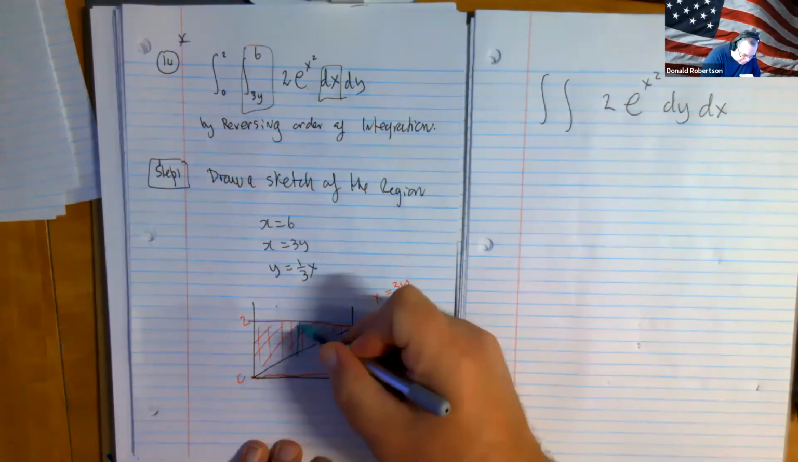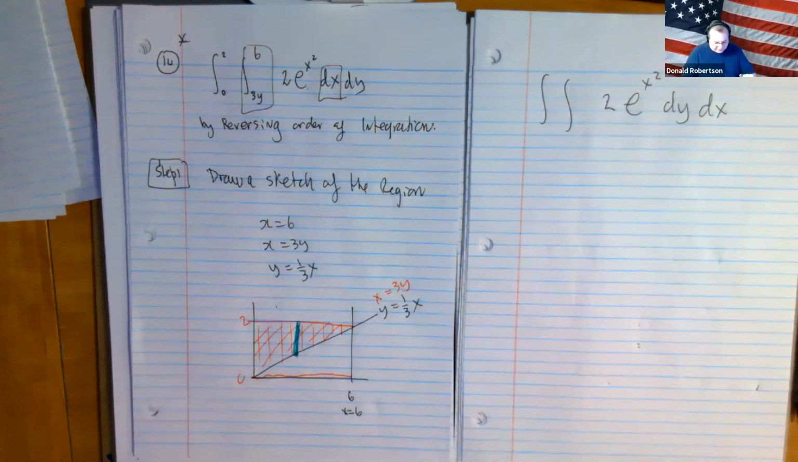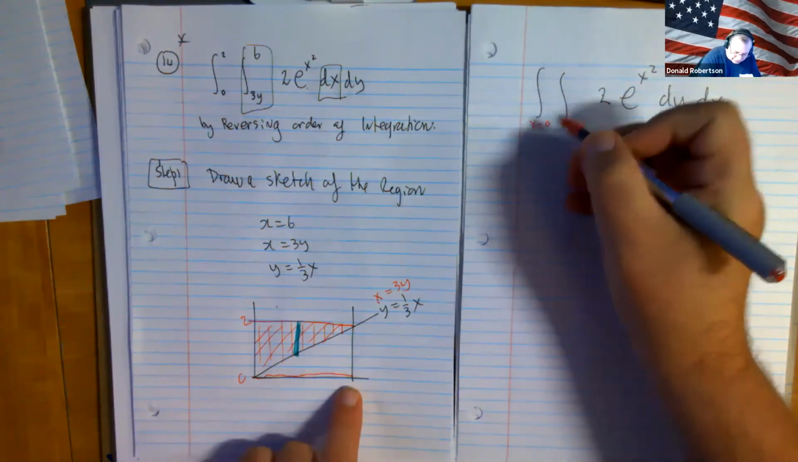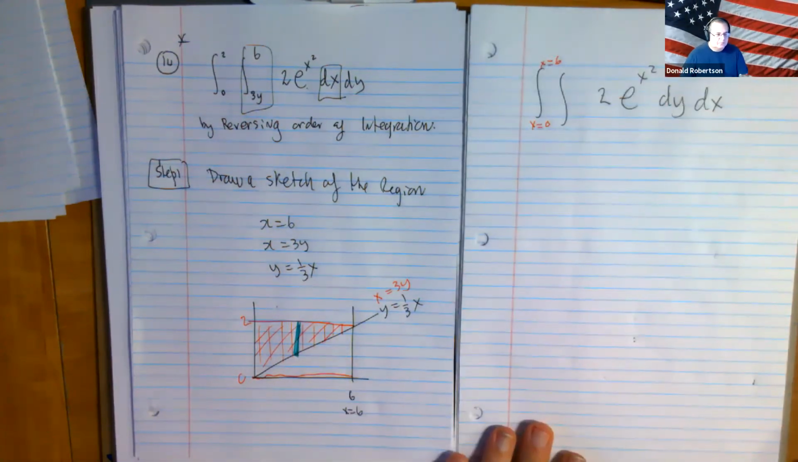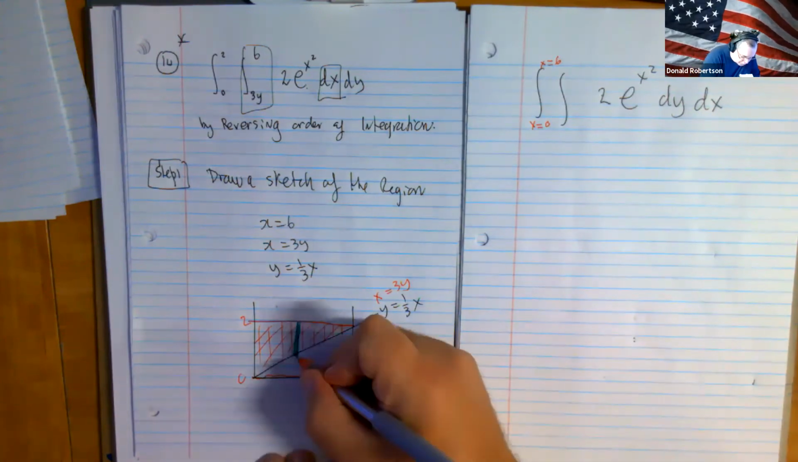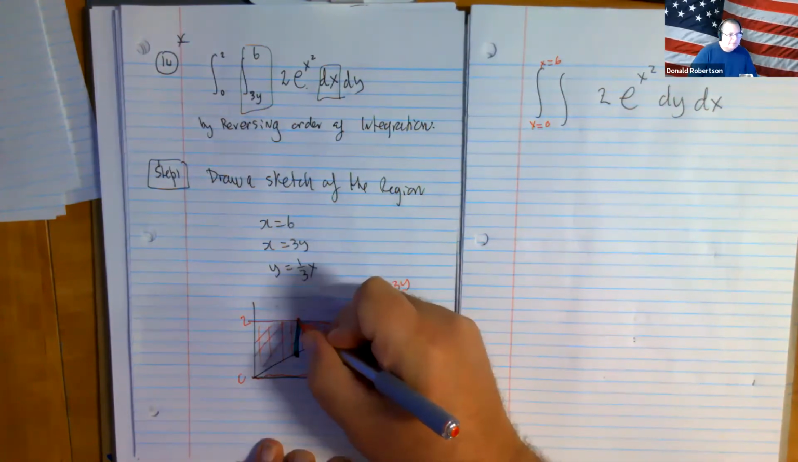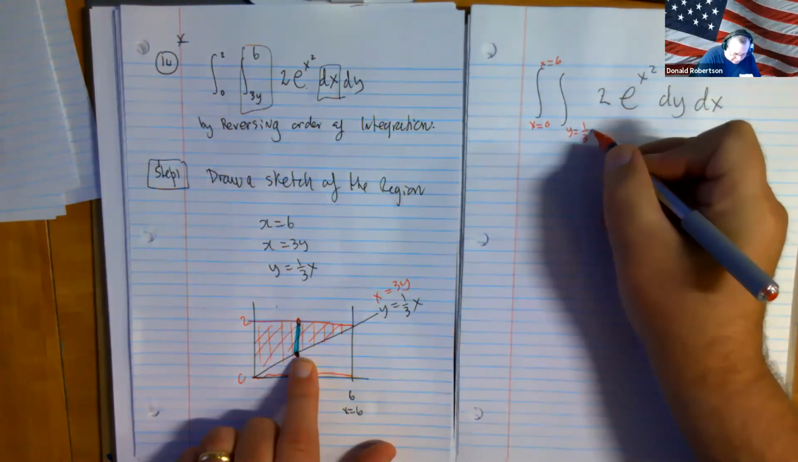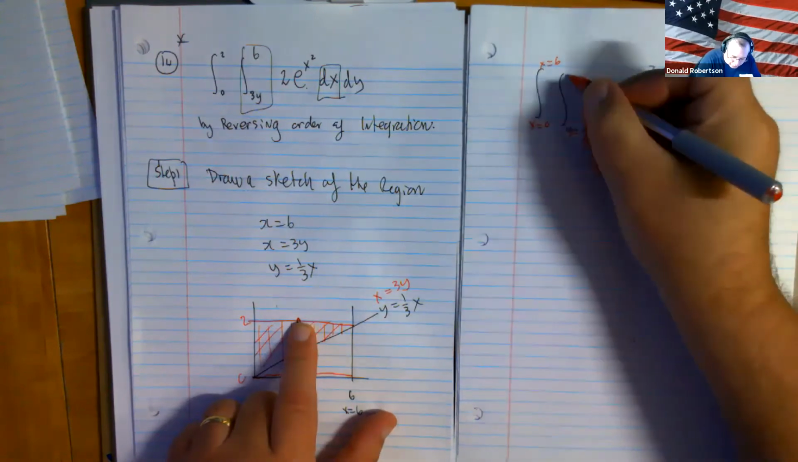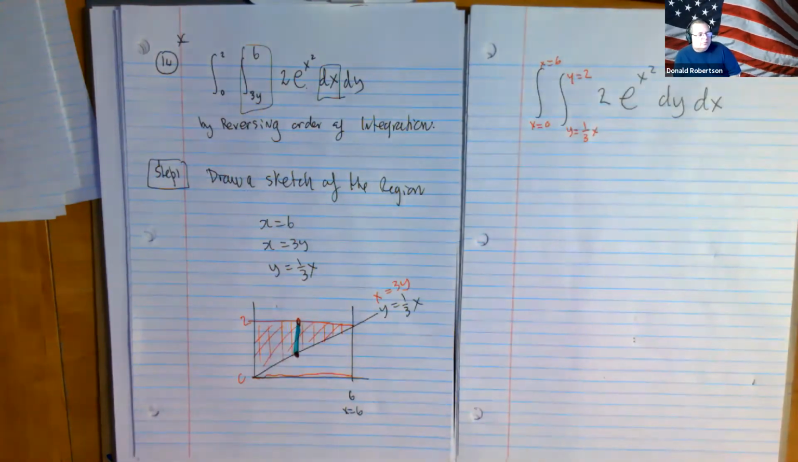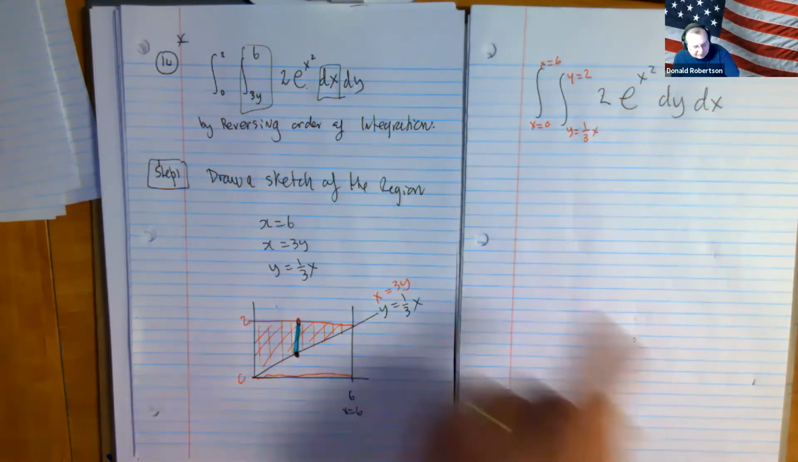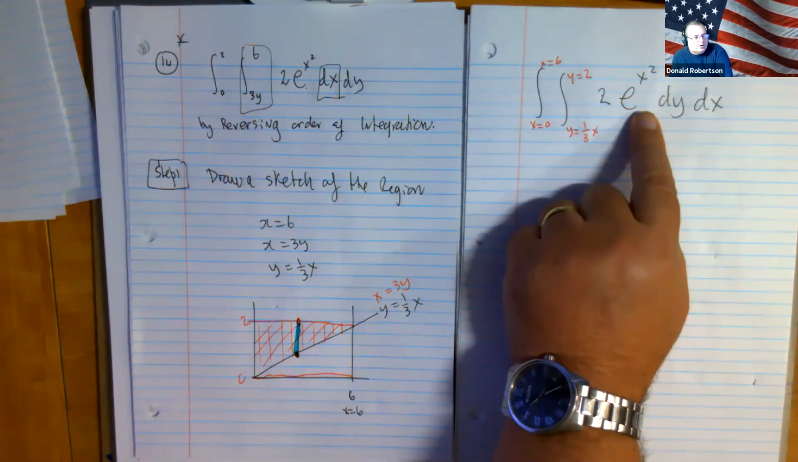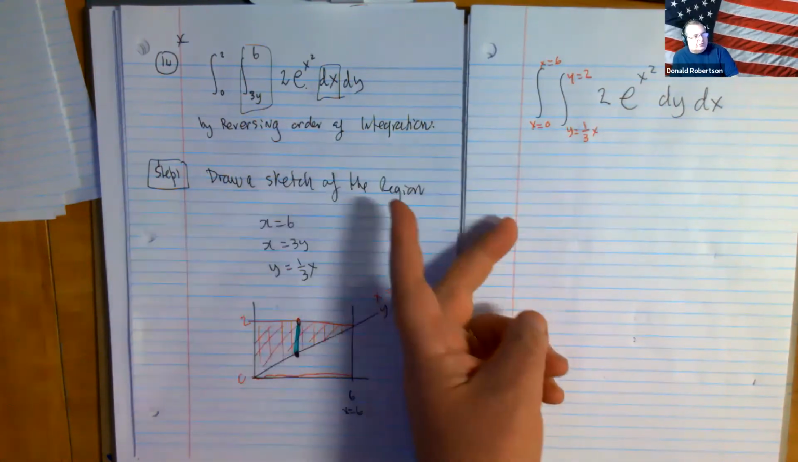So I'll draw my little vertical line. In this story then, doesn't x go from 0 to 6? And won't y go from here to here? Now that makes y equal 1/3 x, and you finish at y equals 2. So this integral is equivalent to this one. All we've done is reverse the order of integration.